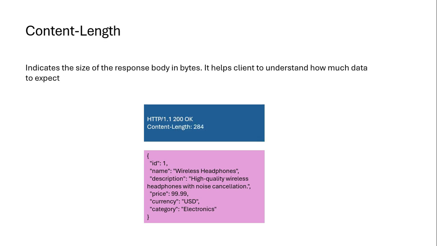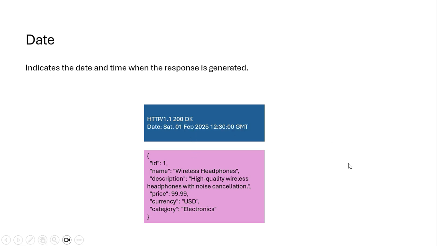Content length indicates the size of the response body in bytes. This may be required for analytics purposes, or it may also help the client understand how much data to expect here. Here the content length is in terms of bytes, so it indicates that the response generated here is 284 bytes. Next is the date. This indicates the date and time when this response was generated.